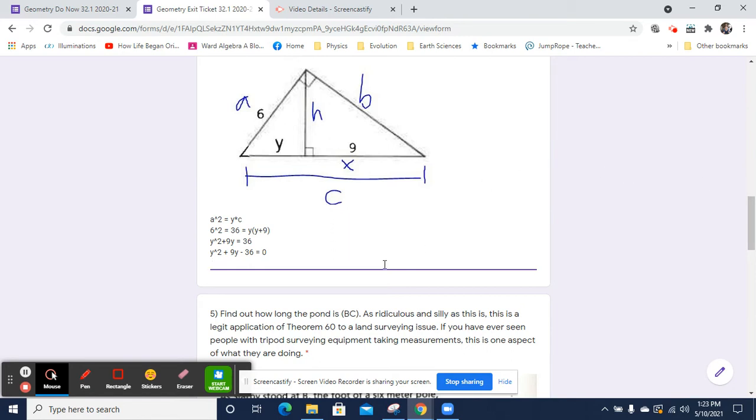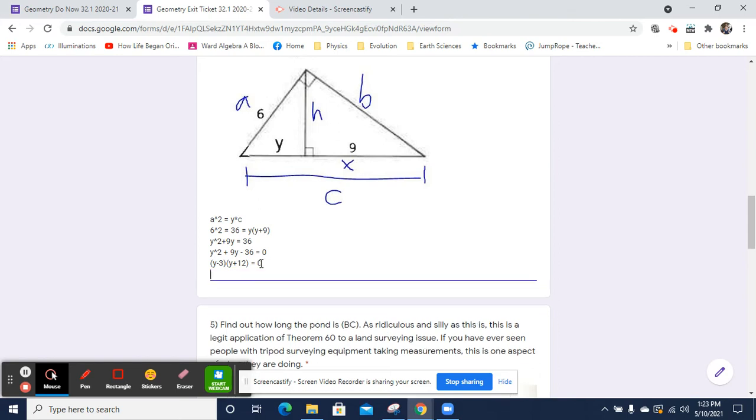Now I need two factors of negative 36 that add up to 9. They're going to be opposite signs, so there'll be a positive and a negative. The positive is going to be bigger because we want to add up to a positive number. So 1 and negative 36 doesn't do it, because that's 35. Negative 2 and 18 gets us 16. Negative 4 and 9 is too close. Negative 3 and 12 will get it. So y minus 3 and y plus 12 are our factors, and that equals 0.